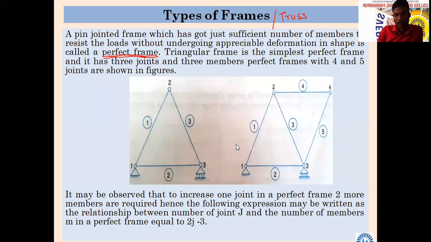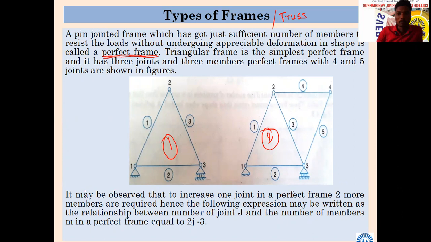Triangular frame. Now see image number 1. Are you able to see image number 1? Which type of supports are there in frame number 1? Roller and hinged. Very good. Let us see now. A triangular frame is the simplest perfect frame, and it has 3 joints and 3 members.